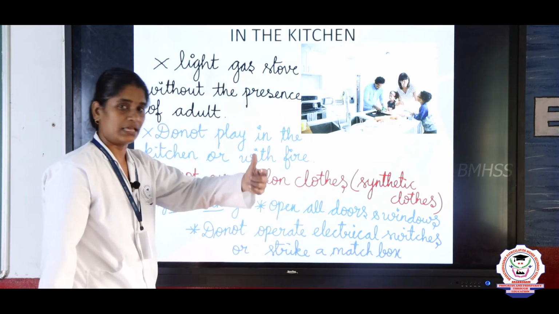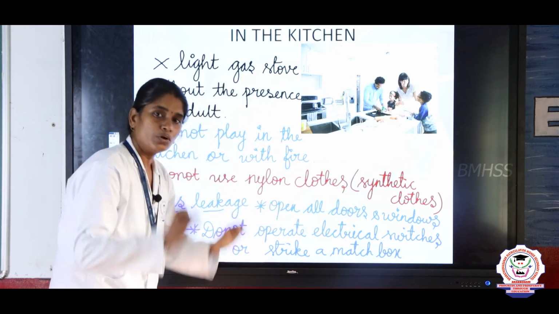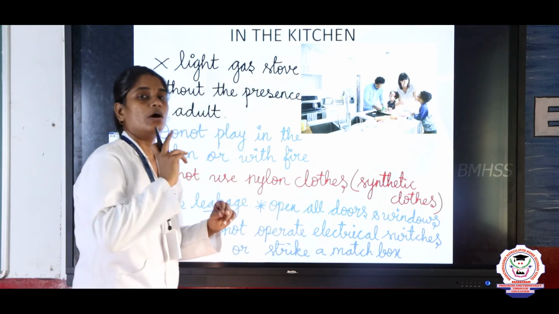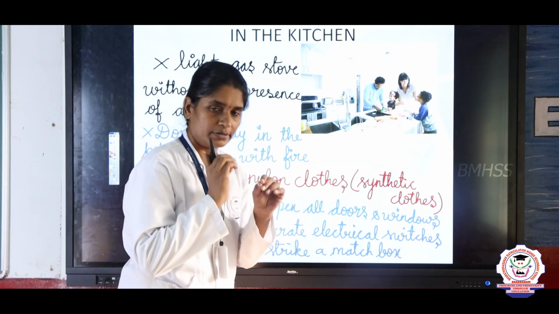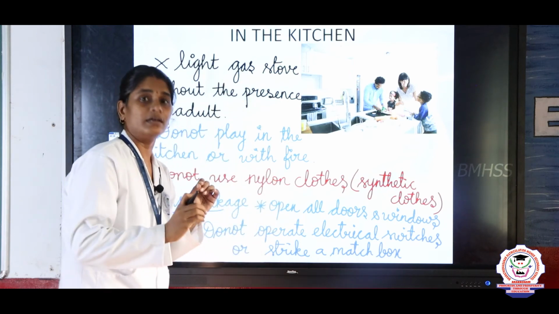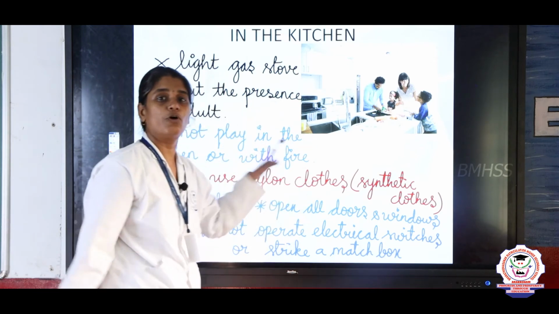When there is a gas leakage, immediately you have to open all the doors and windows, and you do not try to put on the electrical switches or the appliances, and also do not try to strike the matchbox. You should not try to light the lighter also, right. So, these are the things that you must follow in the kitchen.